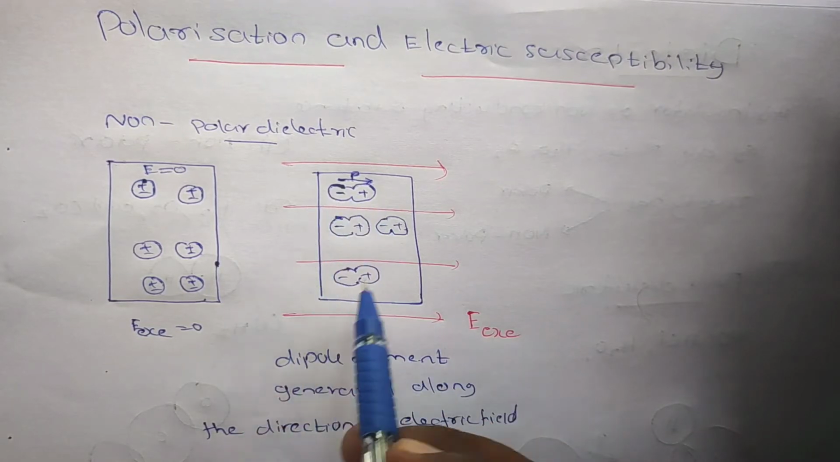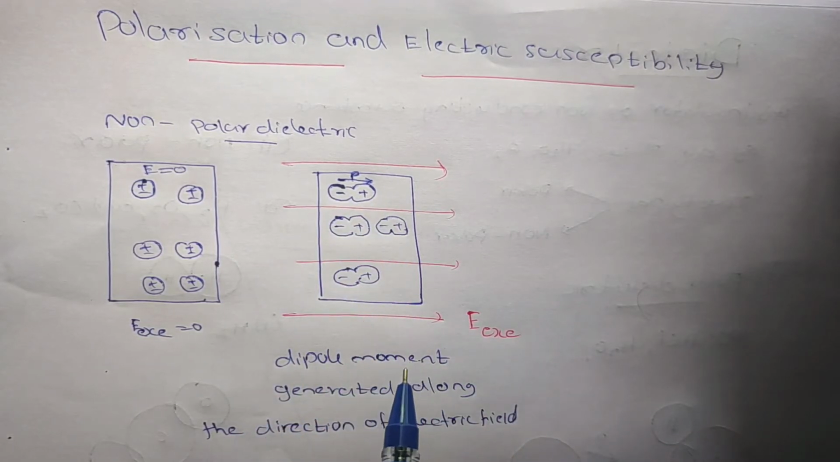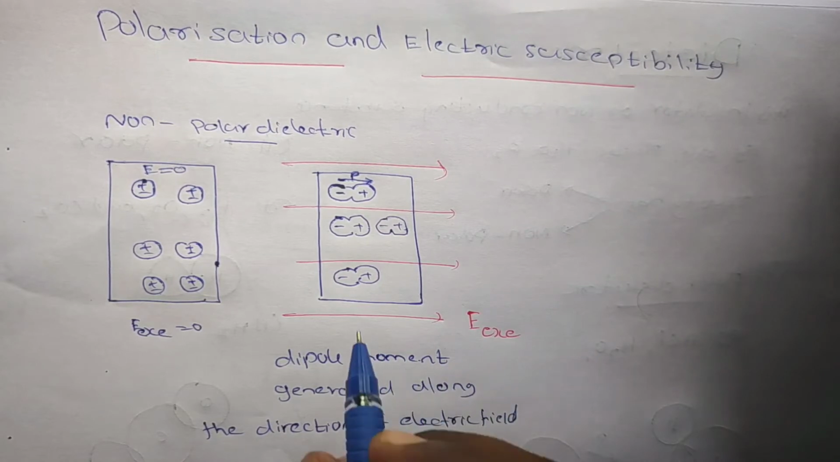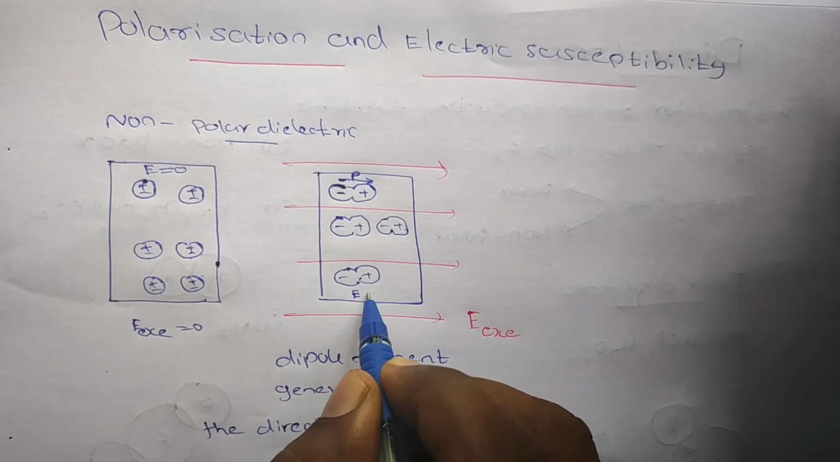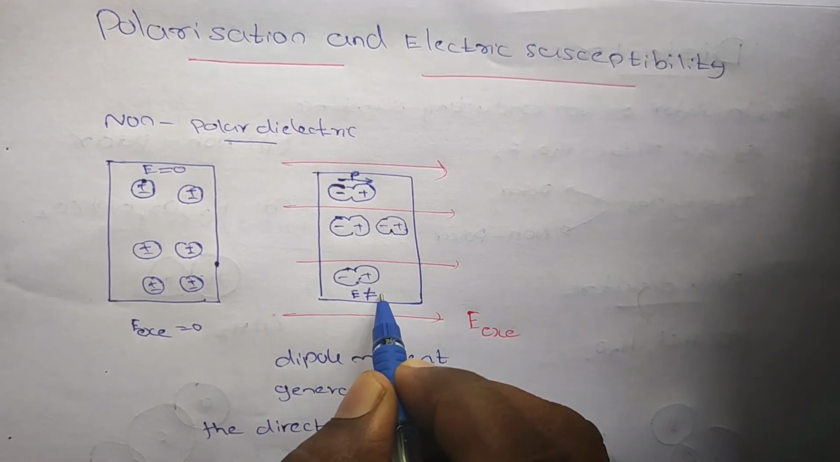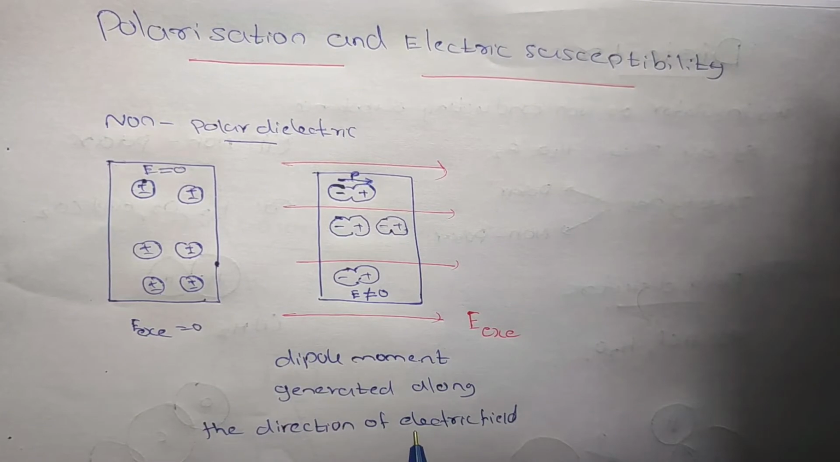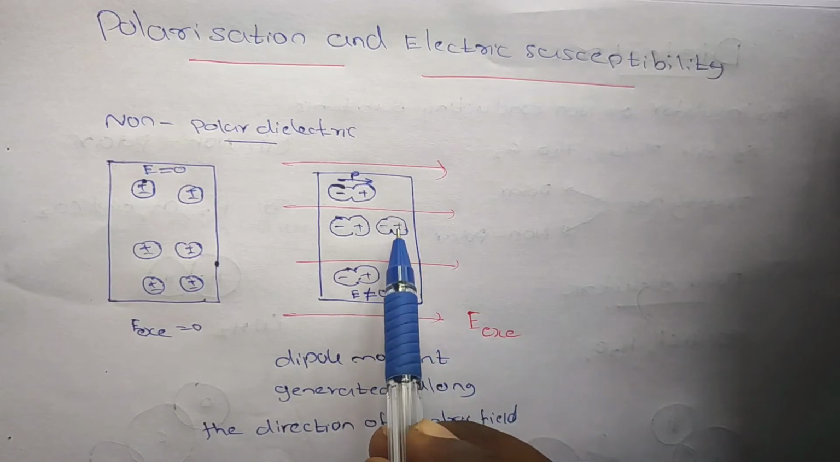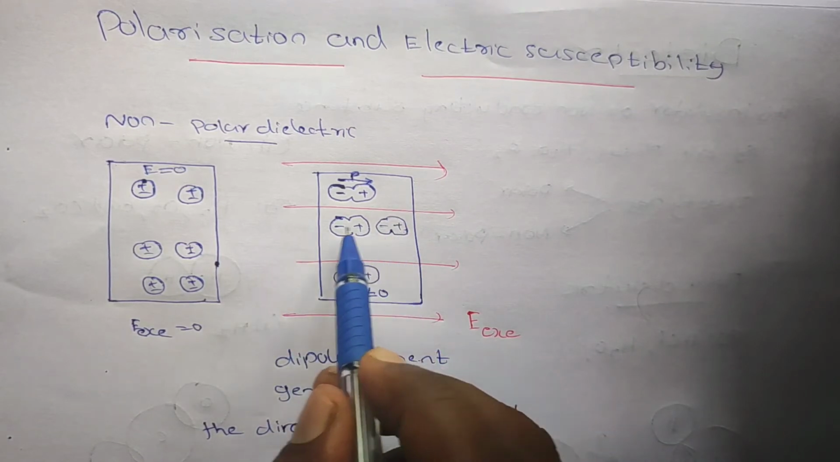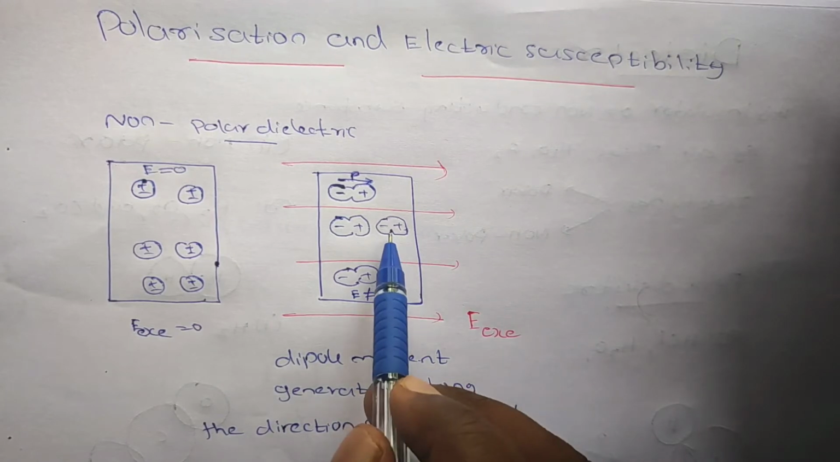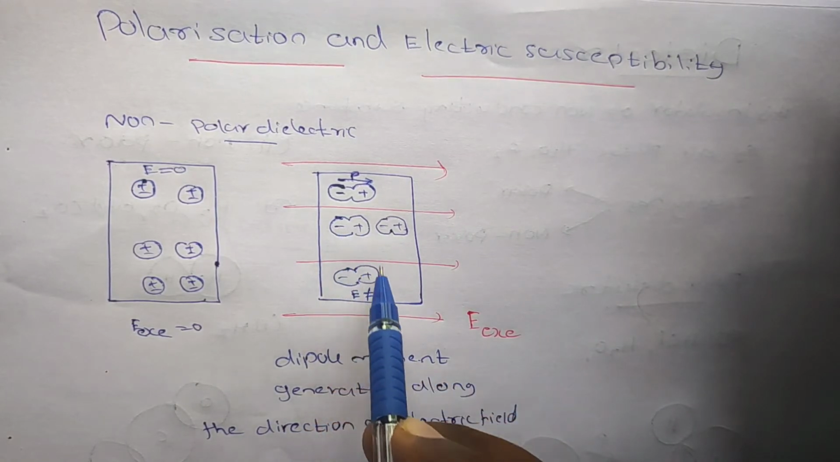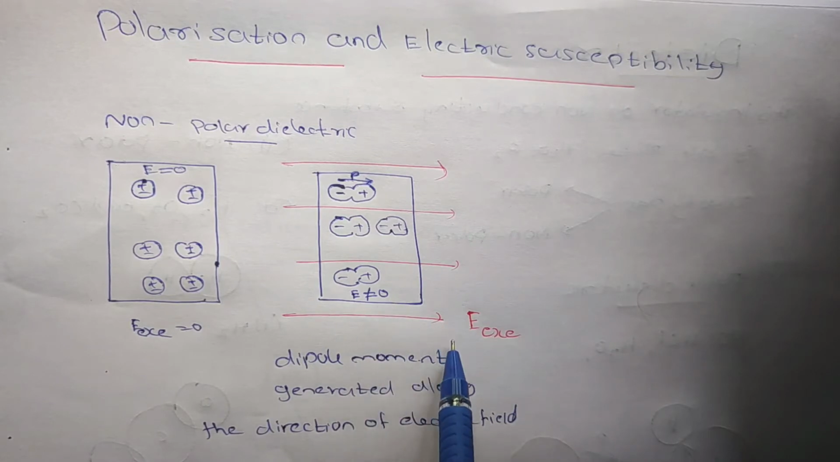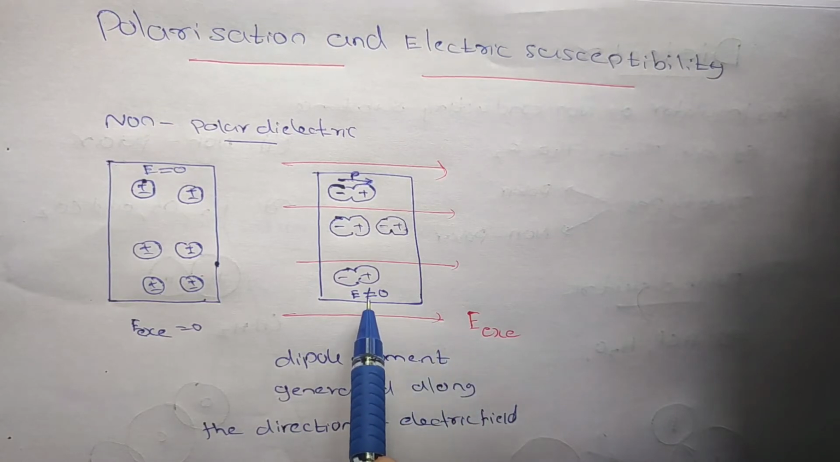So what about this dipole moment? This dipole moment will produce an electric field, but it is not equal in magnitude. So here you see that the net electric field inside this material is not equal to 0, because the external electric field is in this direction. All the positive charges here will produce an internal electric field in the opposite direction, but the external electric field and the internally generated electric field are not in equal amount.